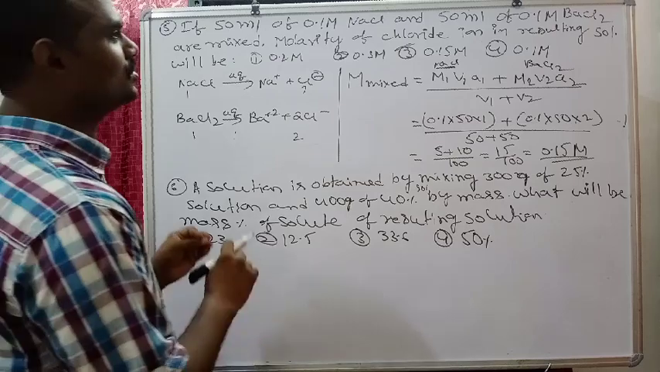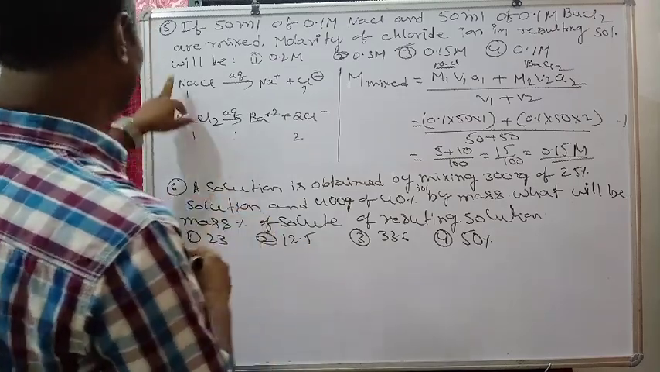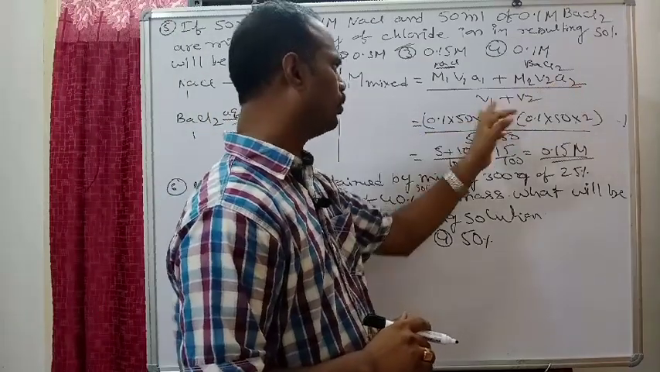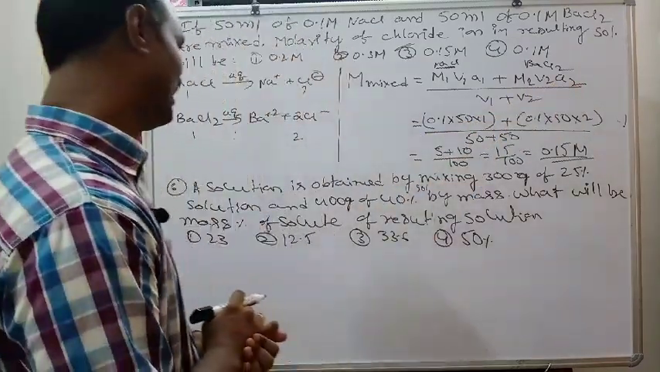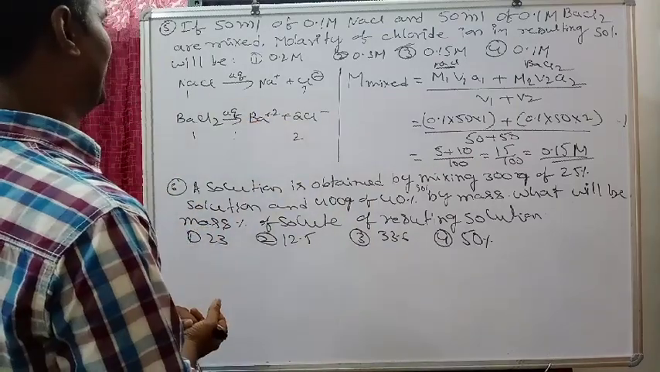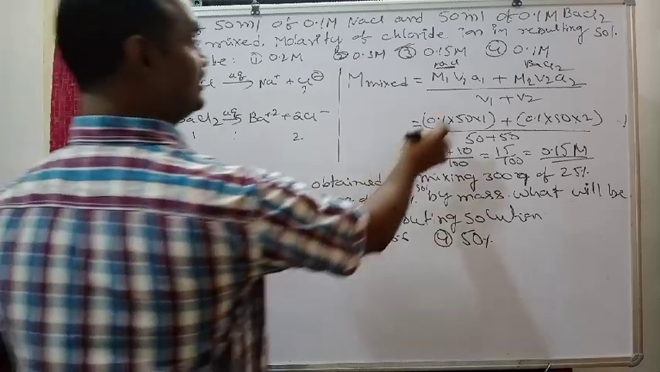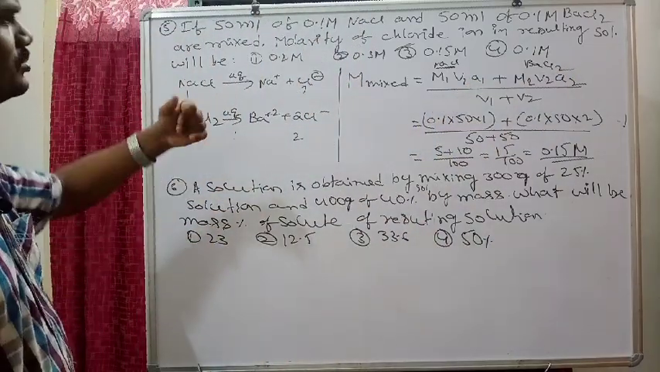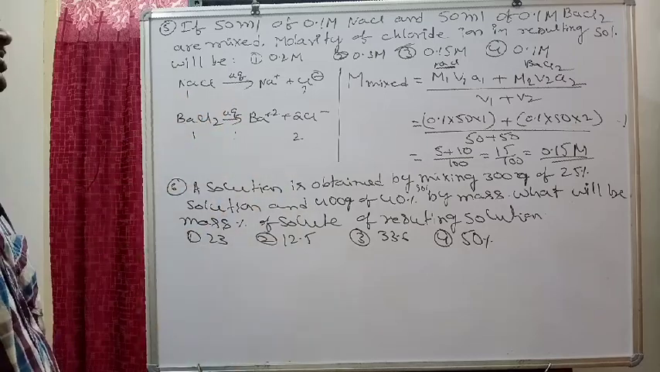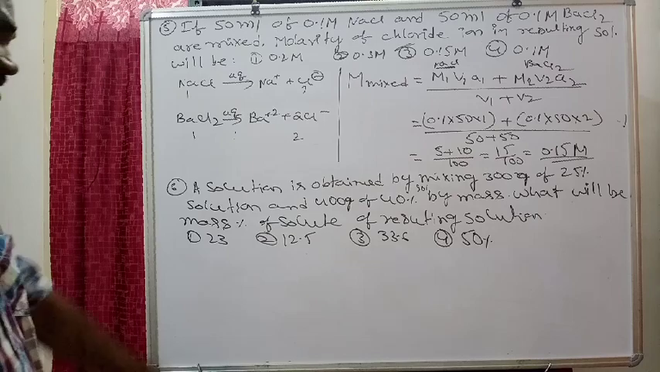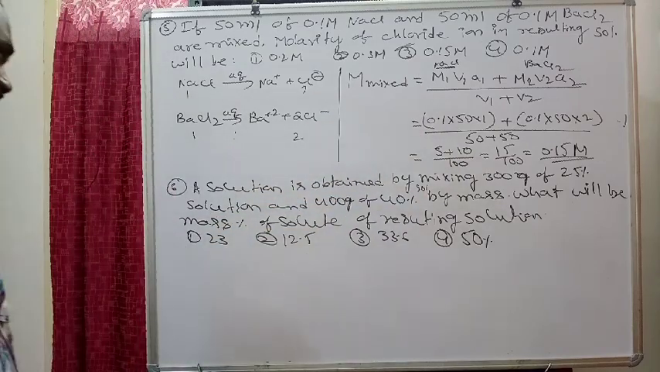Here, for a direct solution with the same solute, we take (M1V1 + M2V2) divided by (V1 + V2). For different solutes, since they are asking for chloride concentration, we also substituted a1 and a2. Otherwise, for the same solute there is no need to substitute, you directly calculate. This is the formula for mixed molarity. Okay, now come to the next problem.